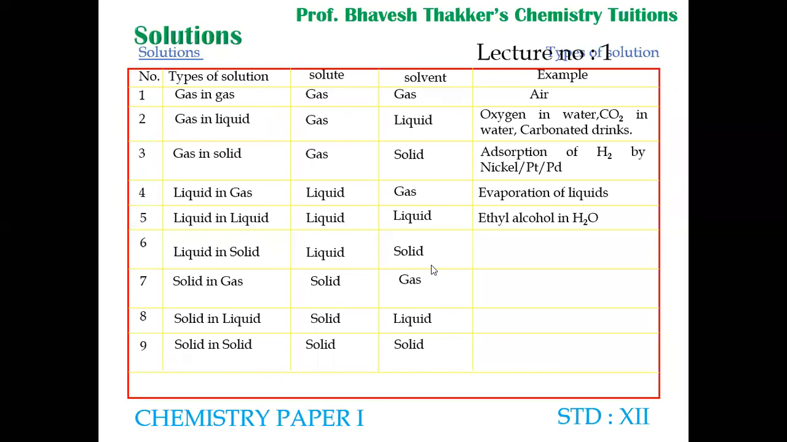Liquid dissolved in solid. Jelly. HCl and NaCl. HCl and NaCl will be the other way around. NaCl gets dissolved in HCl, not HCl and NaCl. Okay. But here the example will be amalgams. Amalgam means what? Mercury in silver.